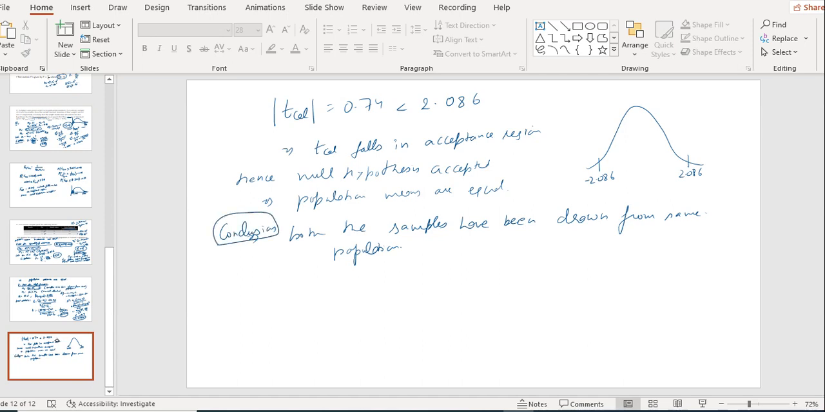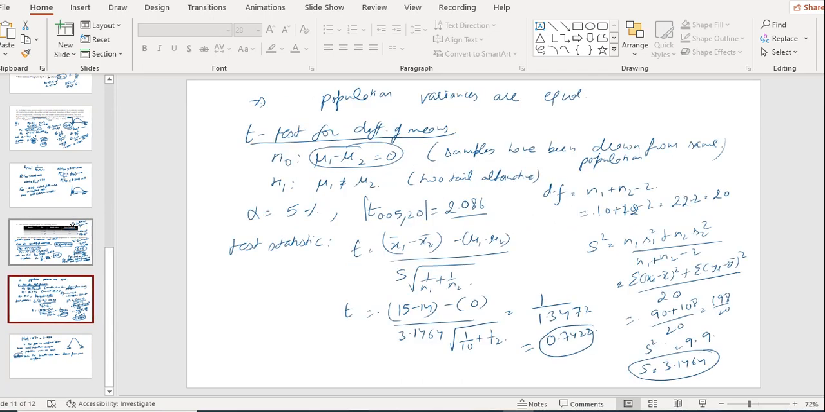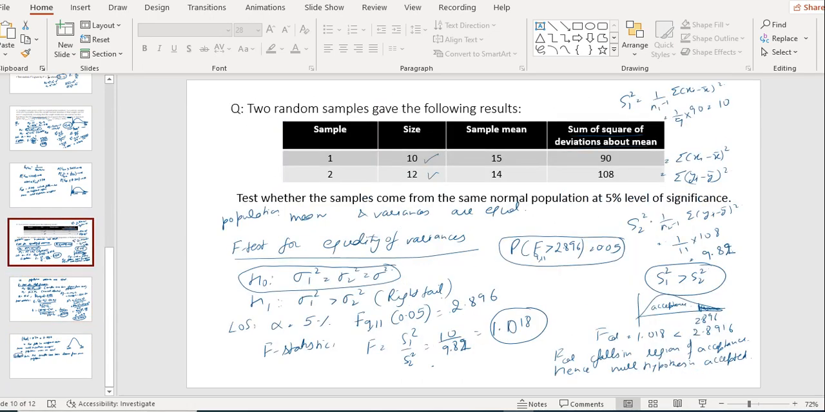Okay, so here we have discussed how we can use the F distribution also for the equality of variances, because whenever we want to apply the t-test for the difference of mean, this is the necessary condition: that both the samples have been drawn from populations whose variances are equal. So this is all about the testing of hypothesis.